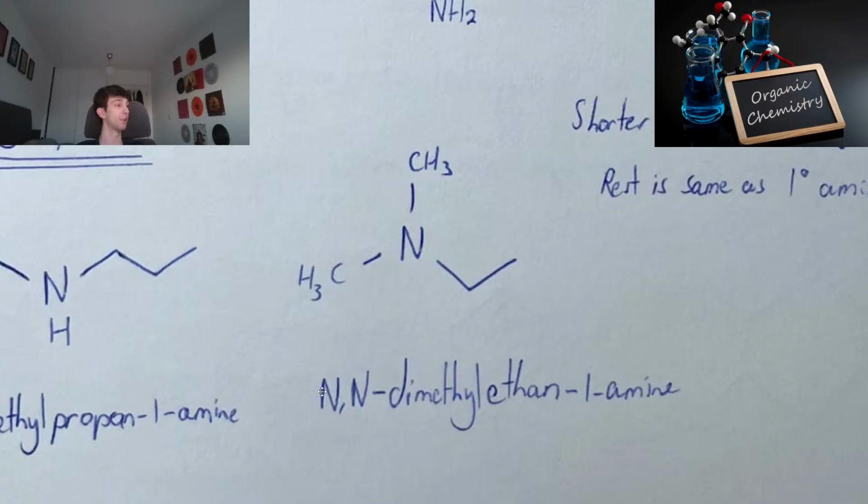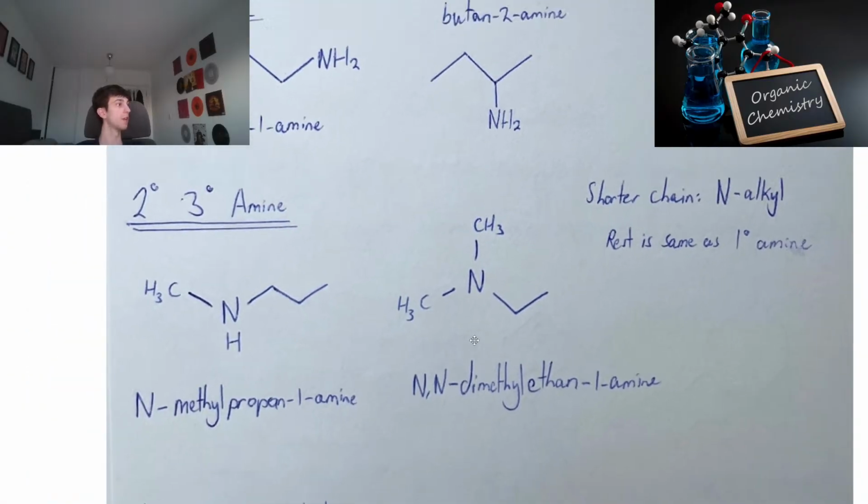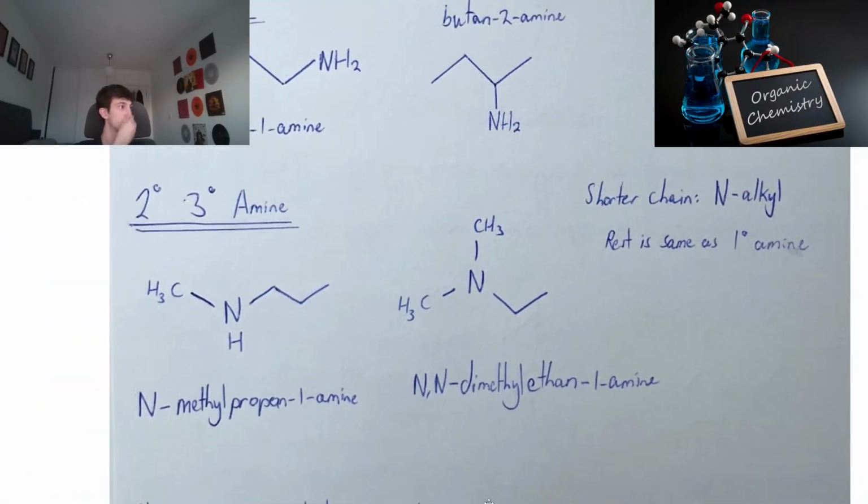And looking at the tertiary, guys, another key thing, shorter chains are these CH3s. So we're going to have N,N-dimethyl, because it's just two CH3s coming off the N, and then the longer chain. How many do we have? One, two, and our longest carbon chain, so it's going to be ethan-1-amine. Nothing scary there, guys.